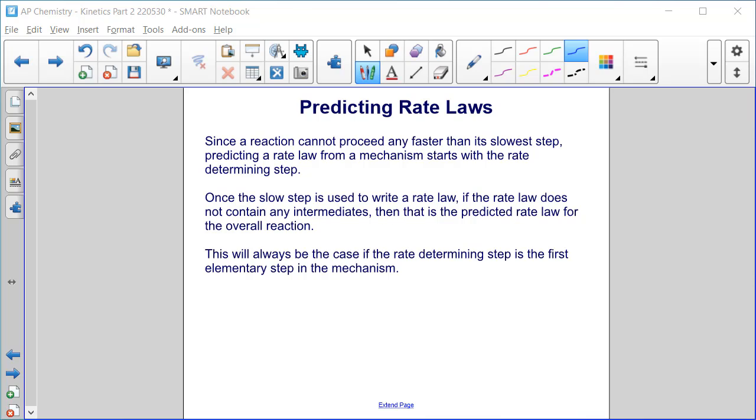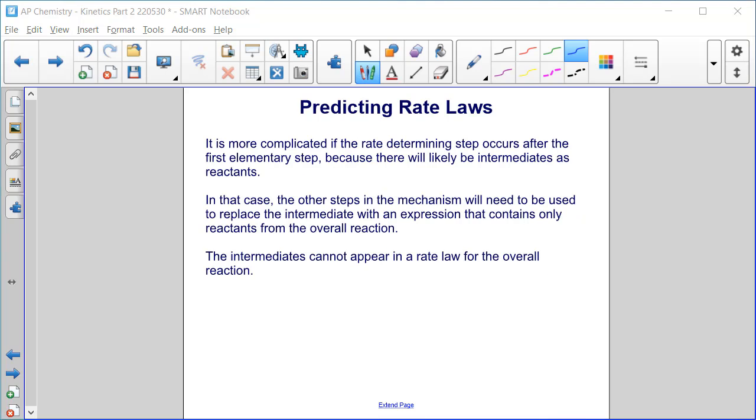Since a reaction cannot proceed any faster than its slowest step, predicting a rate law from a mechanism starts with the rate determining step. Once the slowest step is used to write a rate law, if the rate law does not contain any intermediates, then that is the predicted rate law for the overall reaction. This will always be the case if the rate determining step is the first elementary step in the mechanism.